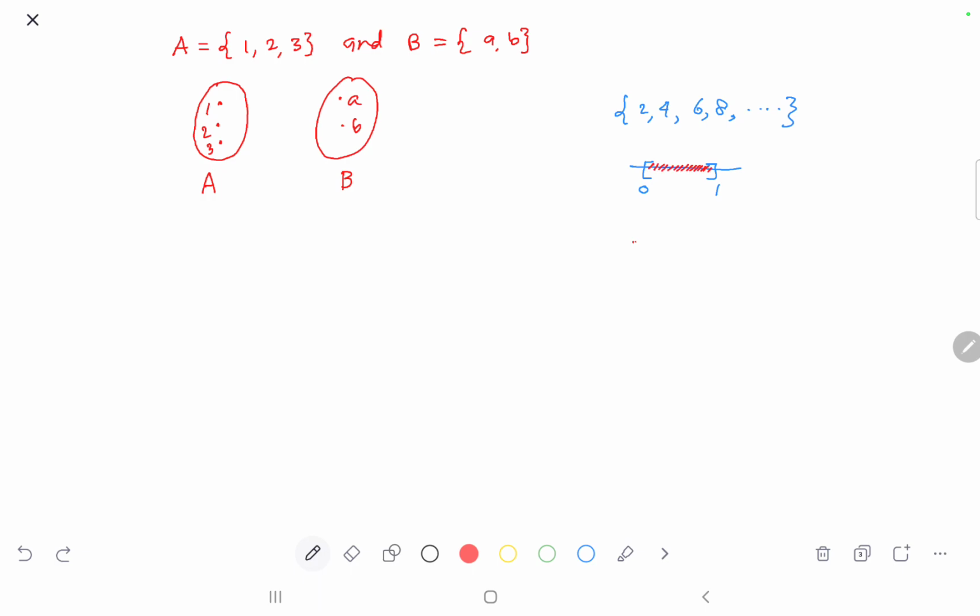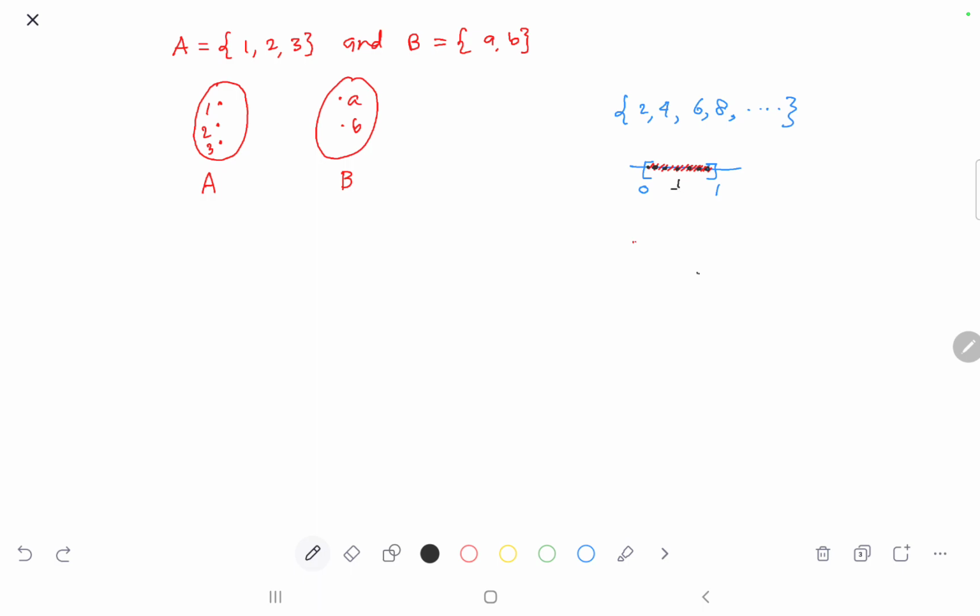Finite or infinite? Finite. No, infinite. There are infinitely many numbers between 0 and 1. All real numbers, right? You can take this, you can take this, you can take this. Infinitely many numbers there are, right?